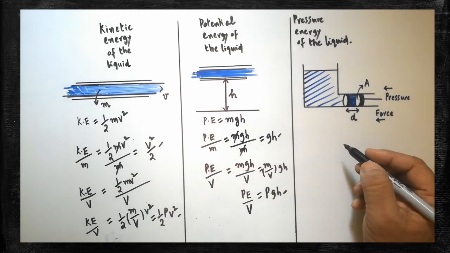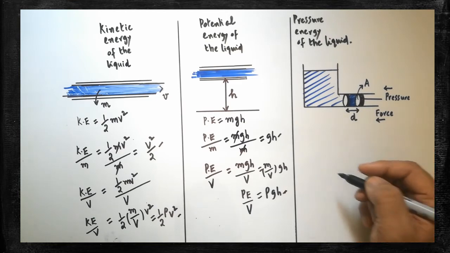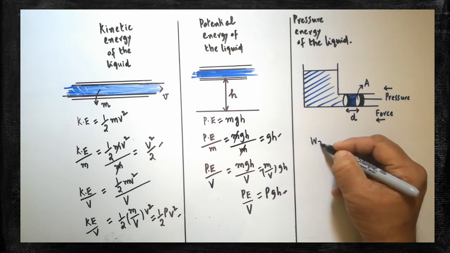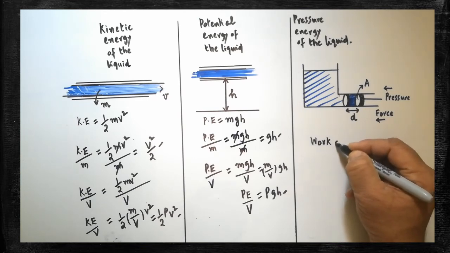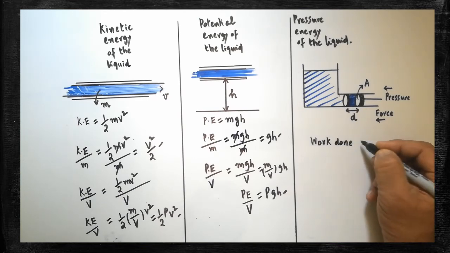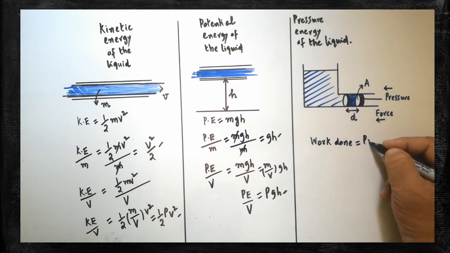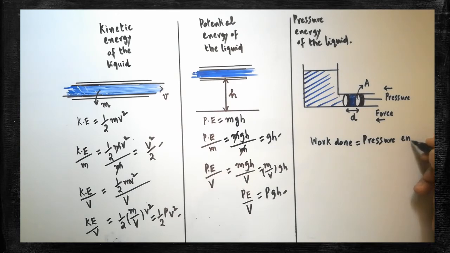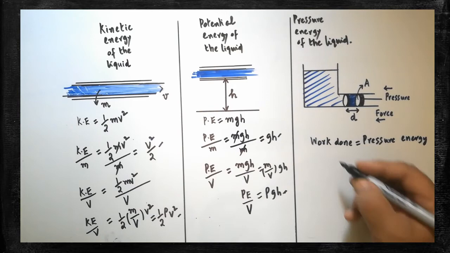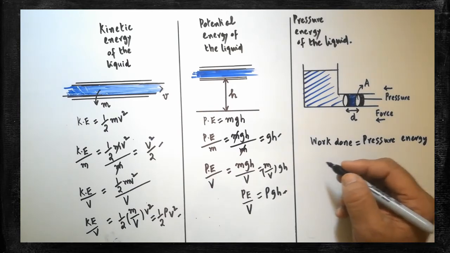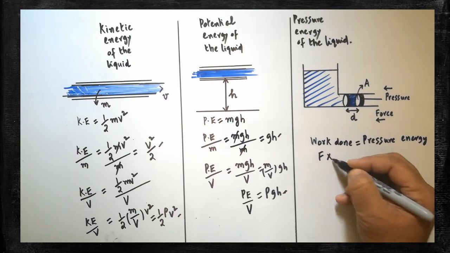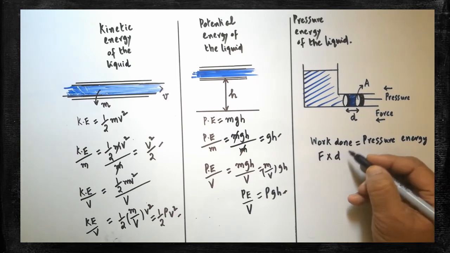So first, what do we have to calculate? What is the formula? Work done on the liquid is nothing but pressure energy. This is the fundamental formula. So how to calculate the work done? Work done can be calculated by force into displacement, and that gives you the work done.